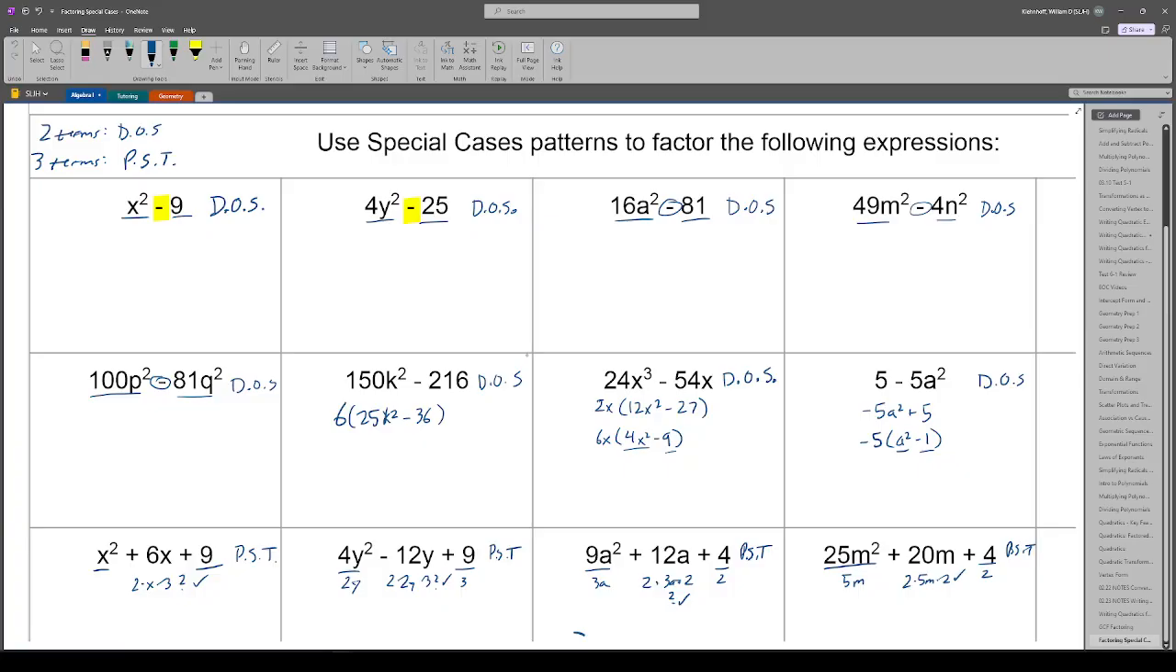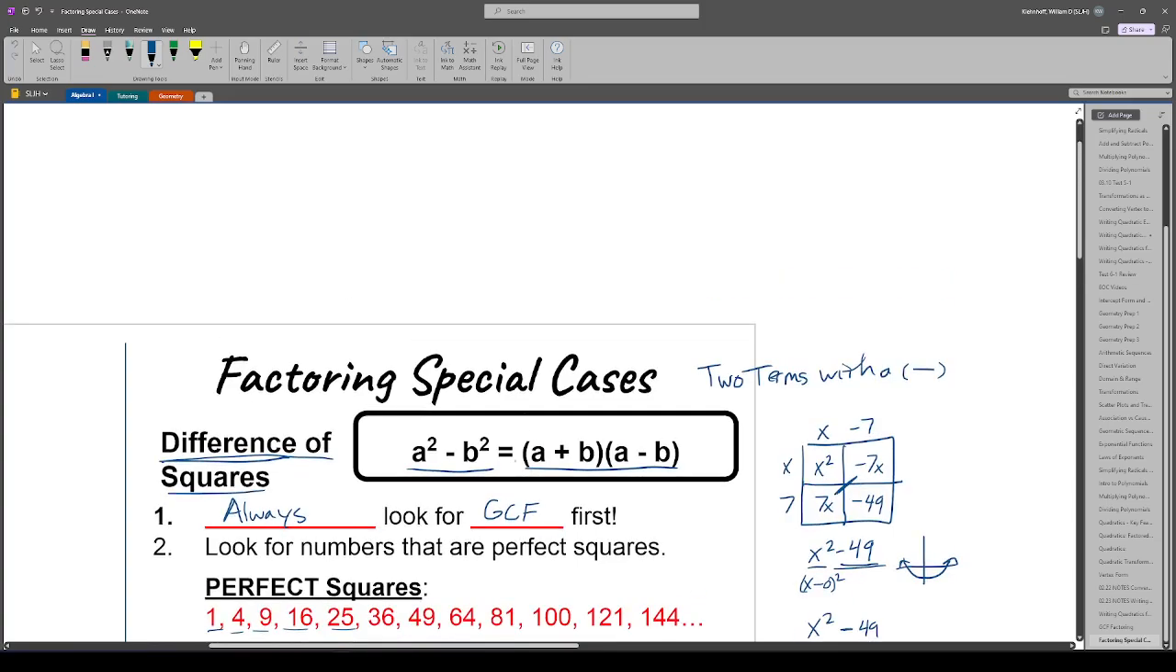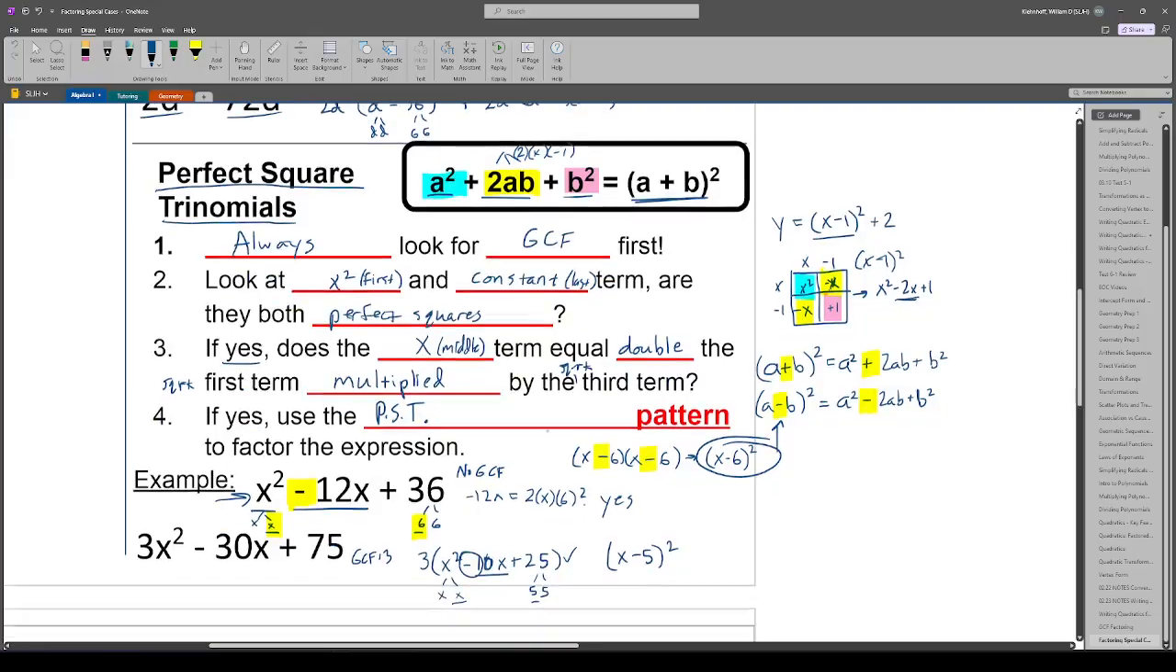So we'll go back to the first one. Since it's a difference of squares, and this is x squared and 3 squared, we do x plus 3 times x minus 3. On the second one, this was 2y squared and 5 squared, so we do 2y plus 5 times 2y minus 5. So we're just following the pattern from the front page and plugging in our numbers for A and B in the factored version.